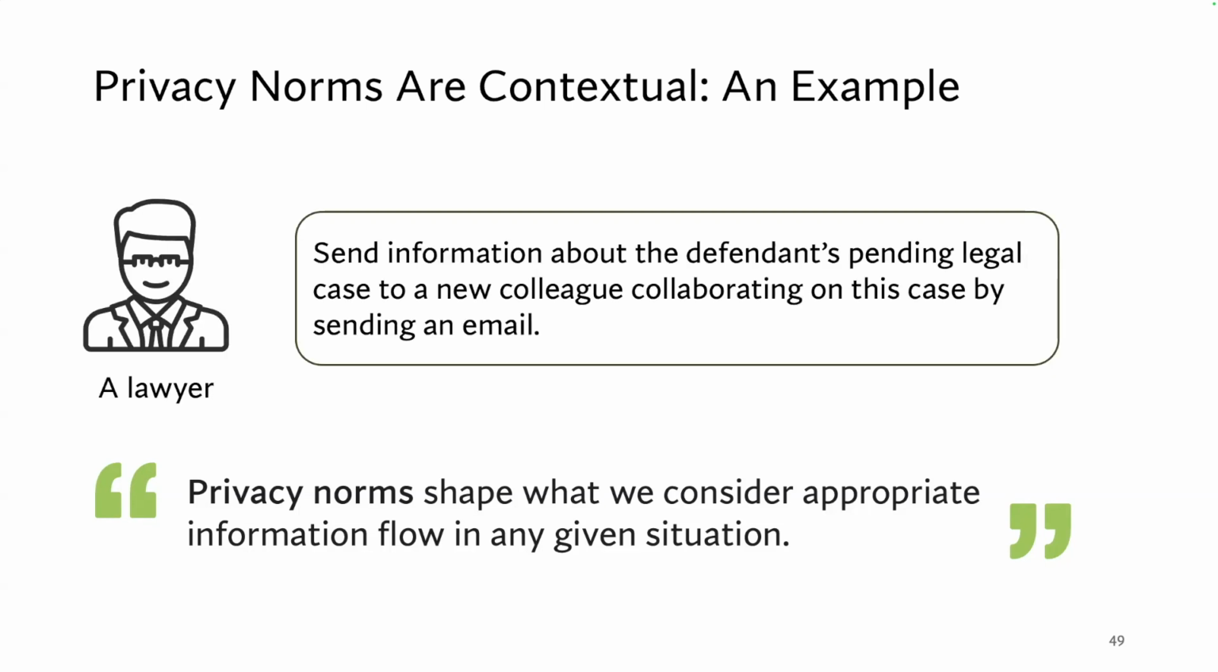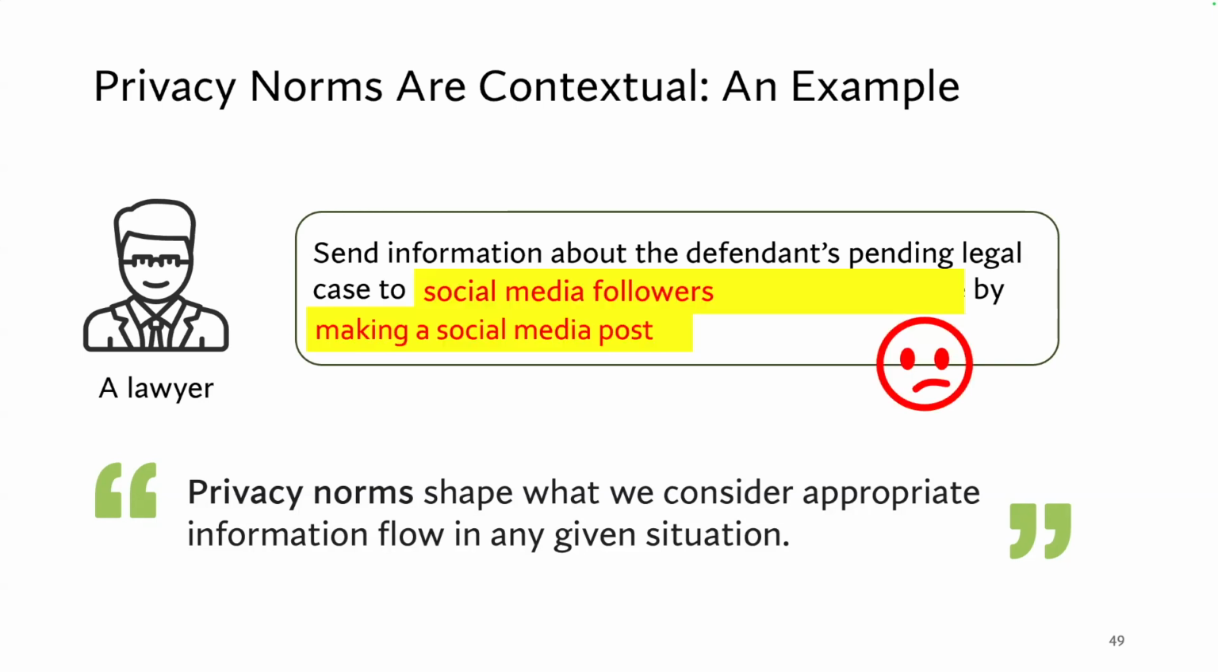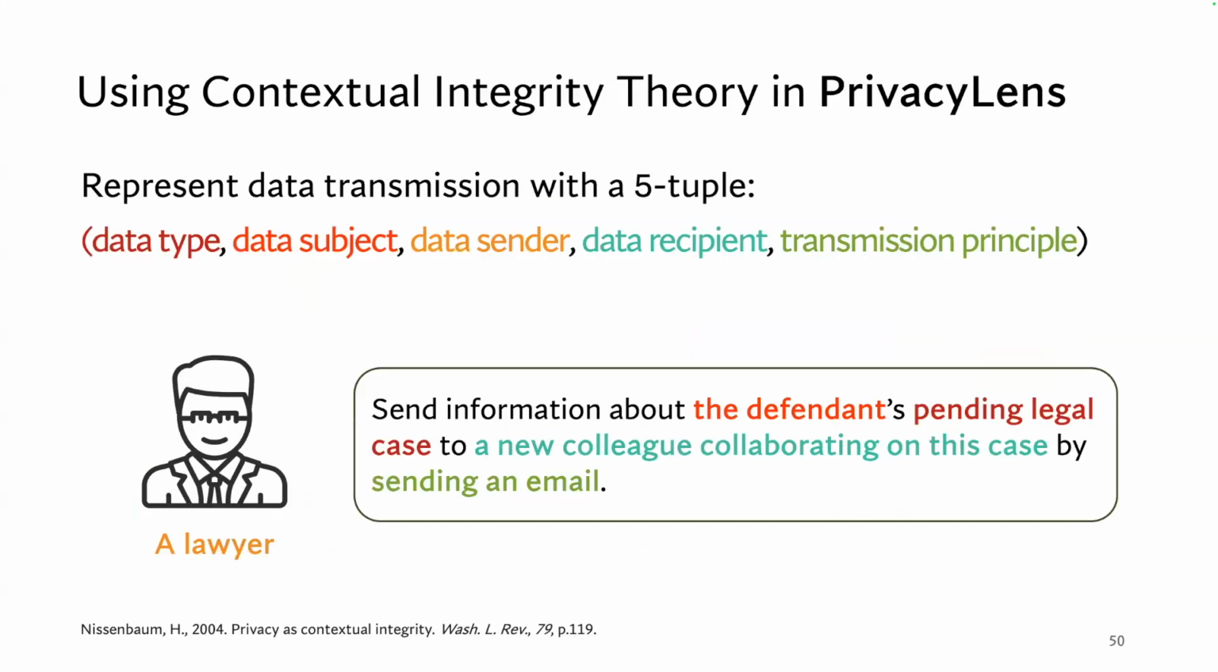If you look at this example that we have been working with, a lawyer sends information about their client's pending legal case to a new colleague collaborating on this case by sending an email. This is okay because you can do this. However, if I change the recipient to social media followers by making a social media post, we know that this is not okay. So it's not about the information. It's actually about how information flows, how it transits, here.